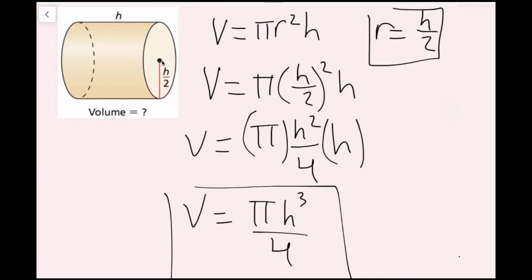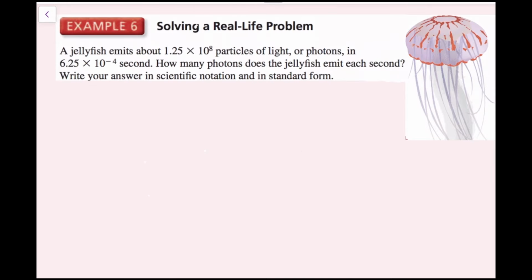In example 6, a jellyfish emits about 1.25 times 10 to the 8th power particles of light, or photons, in 6.25 times 10 to the negative 4th second. How many photons does the jellyfish emit each second? Write your answer in scientific notation and in standard form.